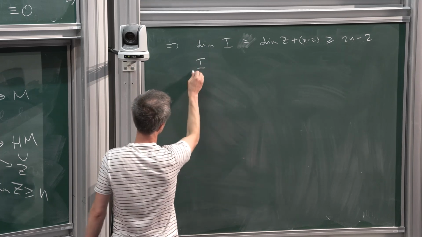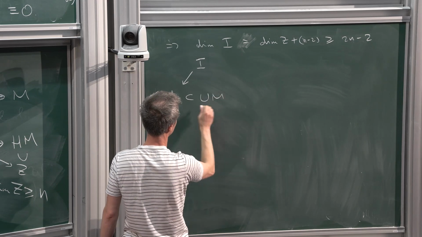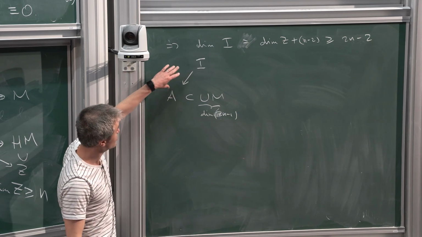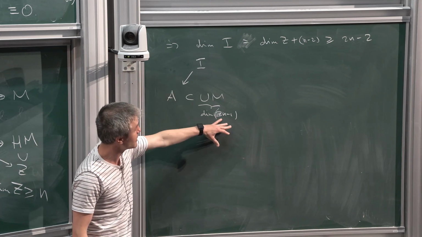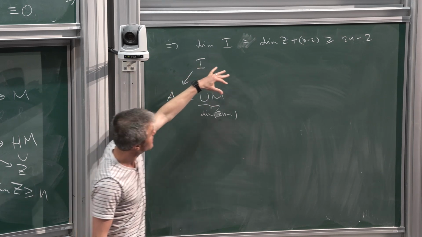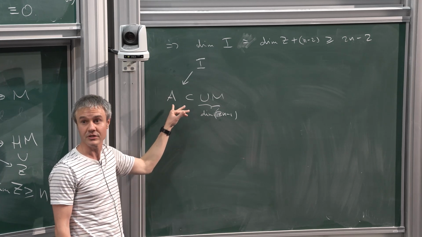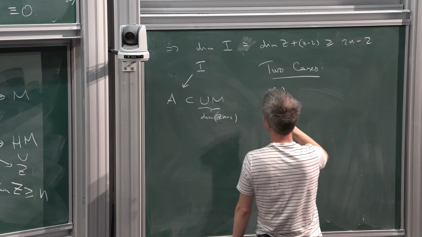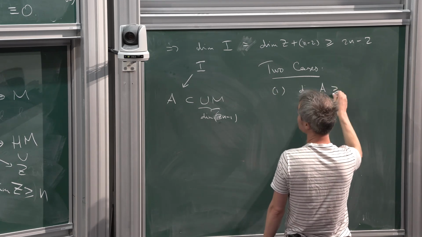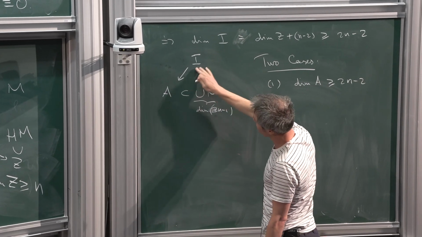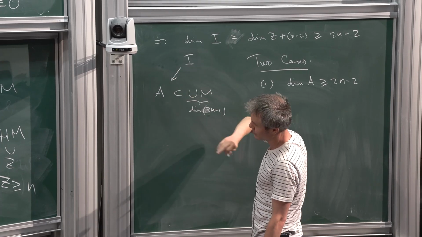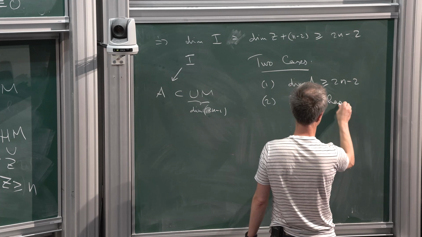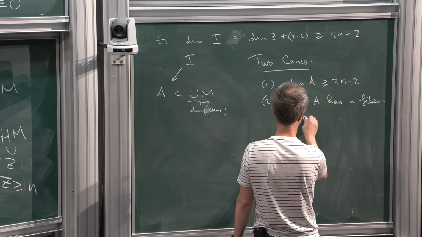Now if I concentrate on this part of the diagram, A is inside UM, which has dimension 2n minus 1. So you see that I projects onto a set A, and A sits inside something of dimension 2n minus 1, and I is 2n minus 2 dimensional, so it's pretty close. So you would expect things to be quite nice. There are two cases. The first case is that the dimension of A is also at least 2n minus 2, so I projects essentially one to one, or at least without positive dimensional fibers. And the second case is that I to A has a fiber of positive dimension.